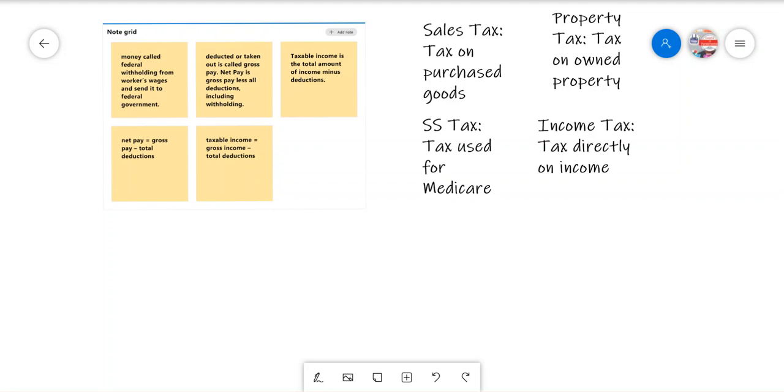So today, you learned about what taxes do for us, why we pay them, and the types of taxes that tell us why we need to pay them and where that money goes. Next time we'll go over how to calculate sales tax.